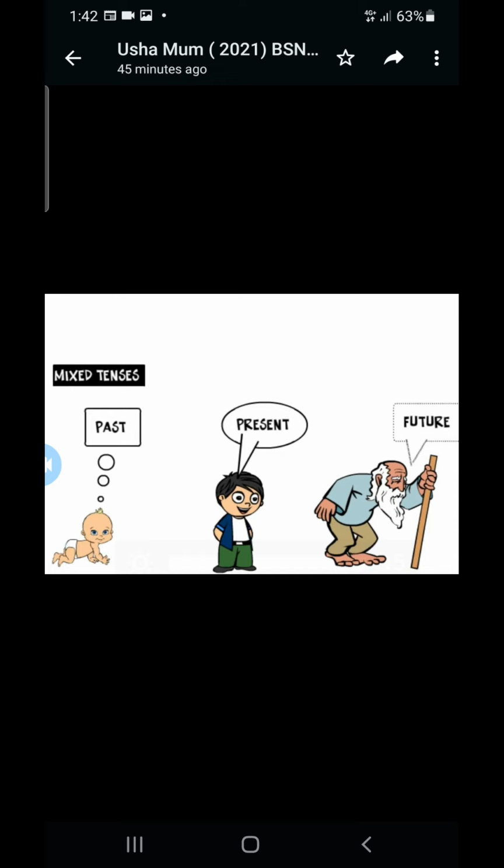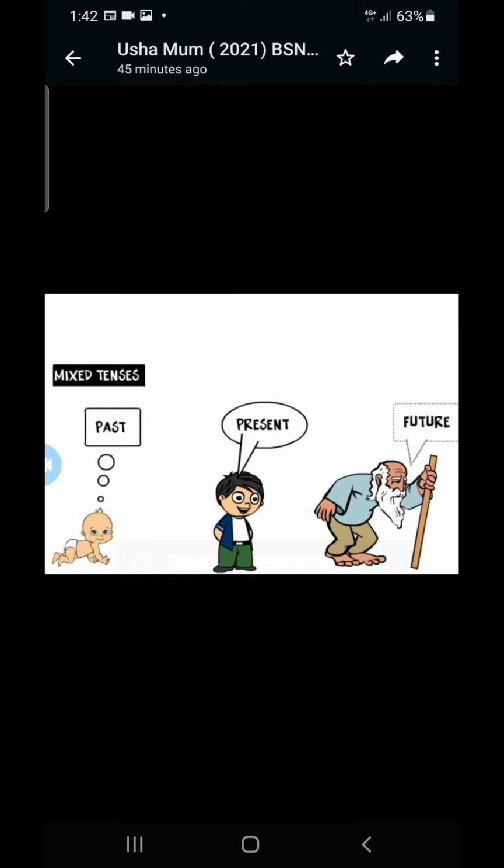Listen, now you all are studying in 6th standard. This is your present stage. Look at the center boy, center image. Here, grown up. The baby grew up. So, from our childhood baby stage, we grew up to the 6th standard. So, this situation is in present tense.